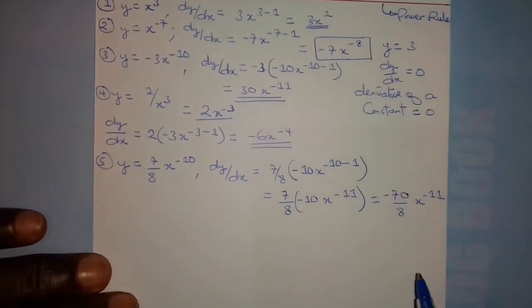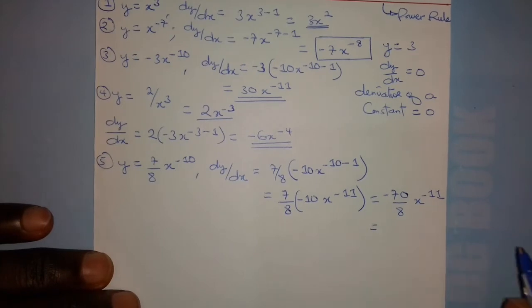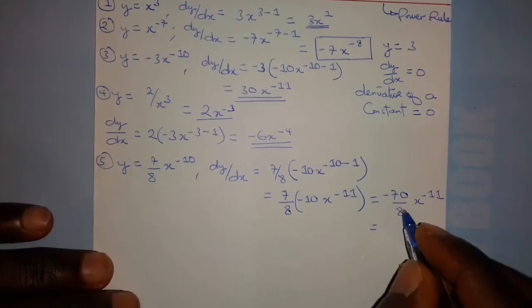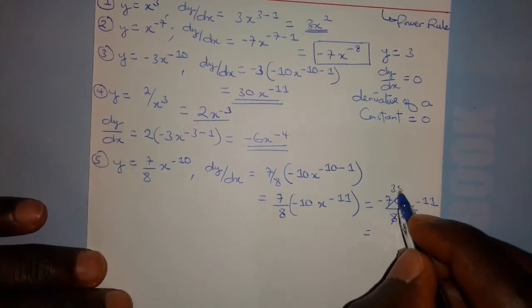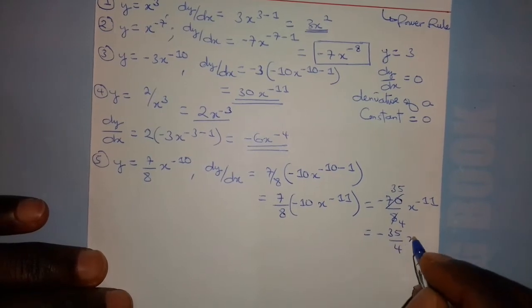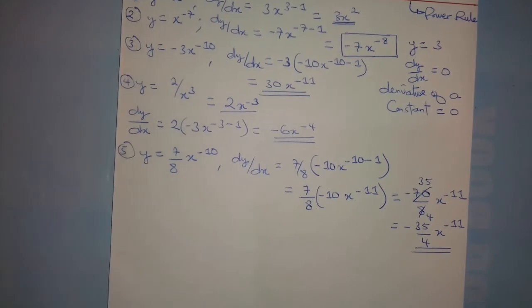If you were to reduce this fraction to its lowest term, we know 2 can go into this, so we cancel out. We have 4 here, and if we cancel these out, we have 35 there. So we have minus 35 over 4 x raised to the power of minus 11. So this will be the final answer there.